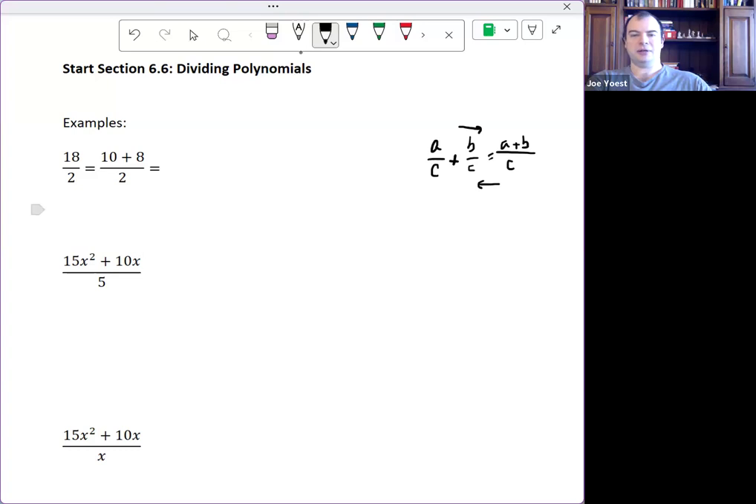In other words, I can look at 18 over 2 like 10 plus 8 over 2, or I could choose to look at that like 10 over 2 plus 8 over 2, and I can do each of these simplifications. Right, what is 10 over 2? That's 5. And what is 8 over 2? That's 4. That gives me 9. Now, this is kind of a silly way to figure out 18 over 2, but I wanted to do this to illustrate the process.